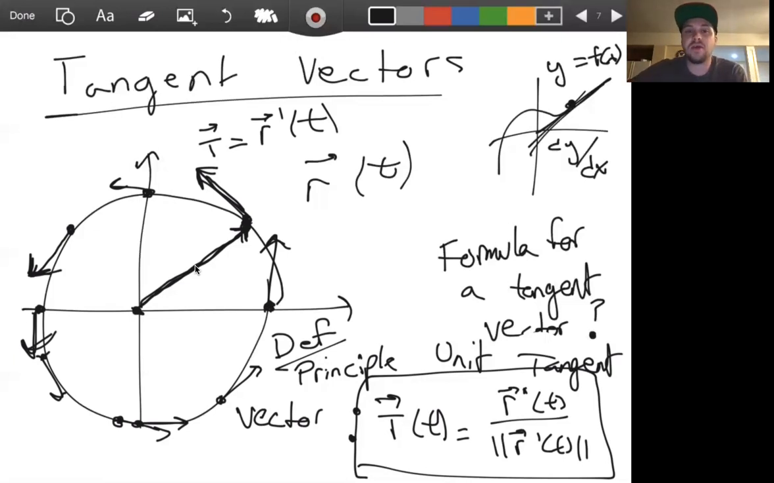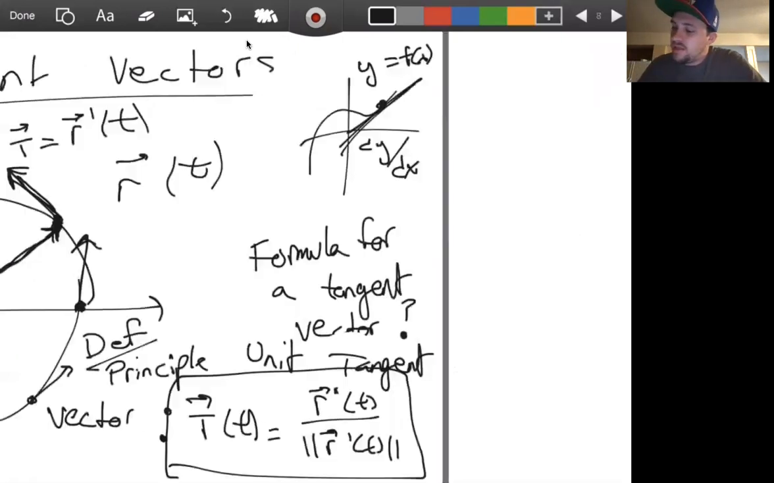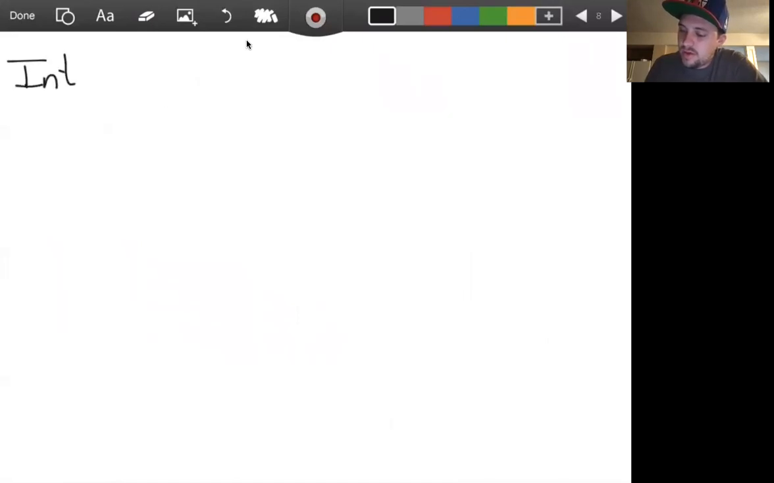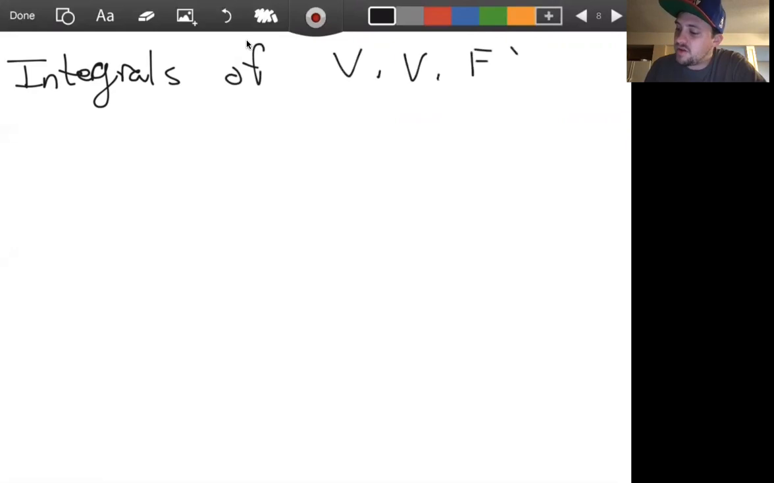And so this is the first application of the derivative. Before we go to more applications of the derivative, I would like to first introduce integrals of vector valued functions. Once we have integrals of vector valued functions, we can use derivatives and integrals together to get a plethora of applications. So let's first look at the integrals of vector valued functions.